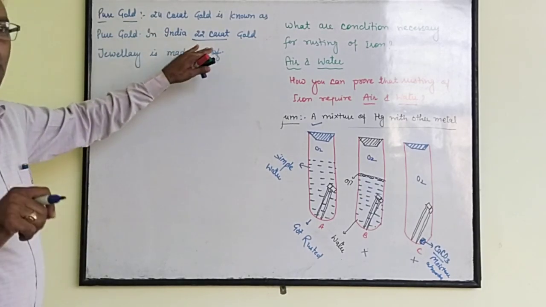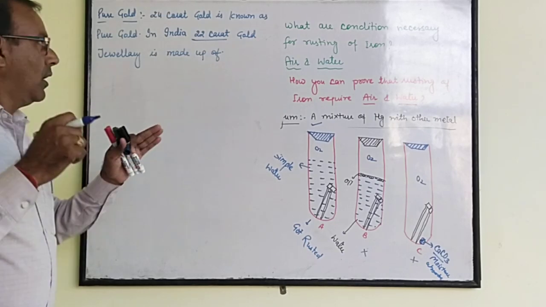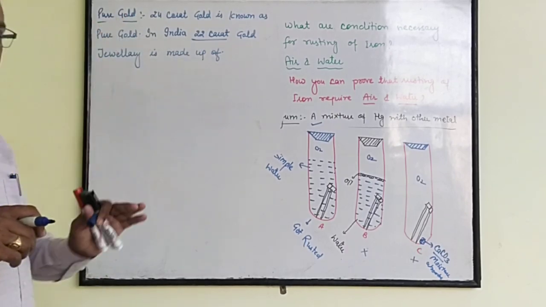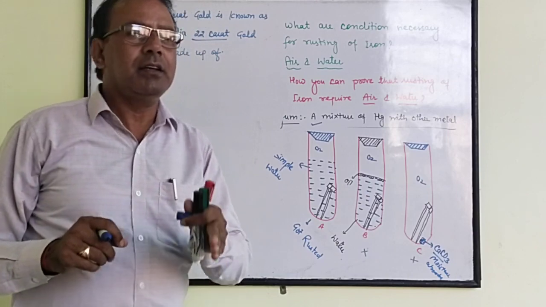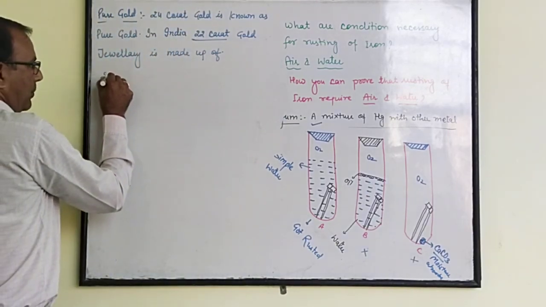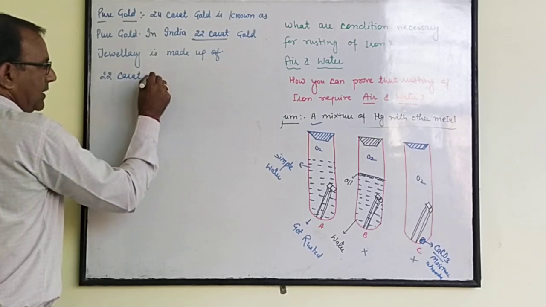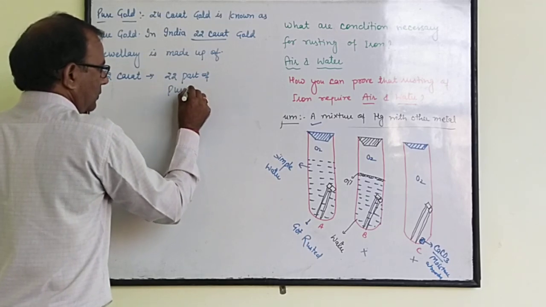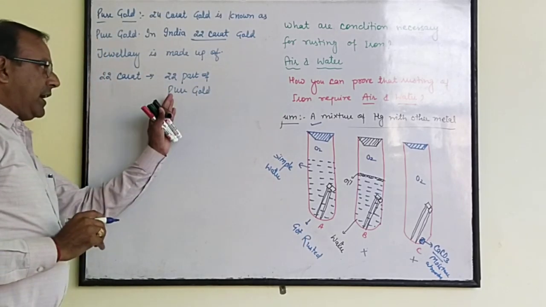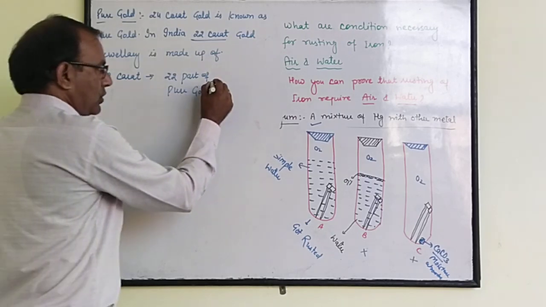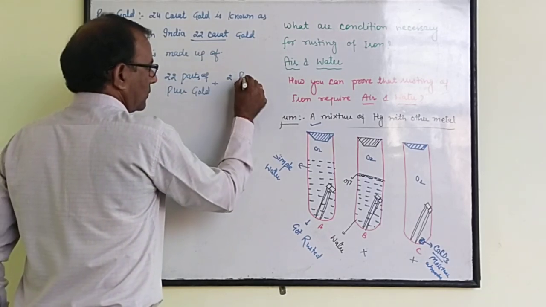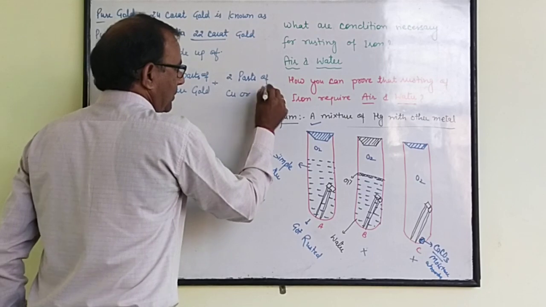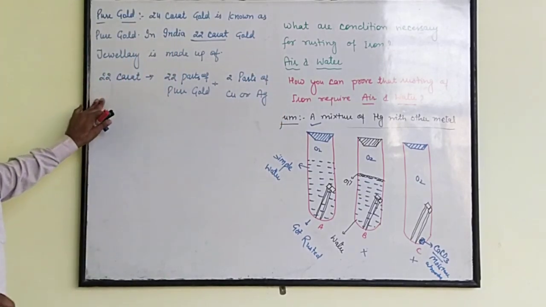From this pure gold, how can we form 22 karat gold? Firstly, we take 22 parts of pure gold and 2 parts of other metals such as copper and silver. It means from 24 karat gold, 22 parts are pure gold and 2 parts of either copper or silver are mixed, then we can make 22 karat gold.